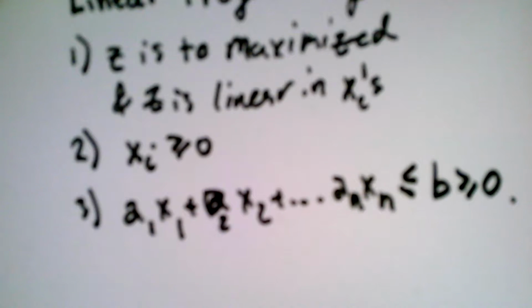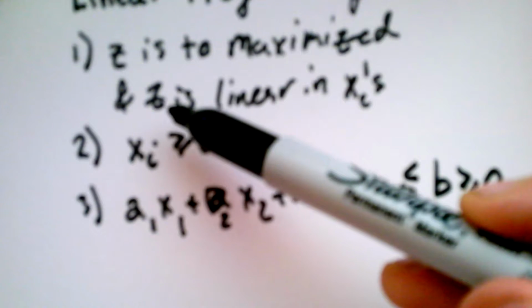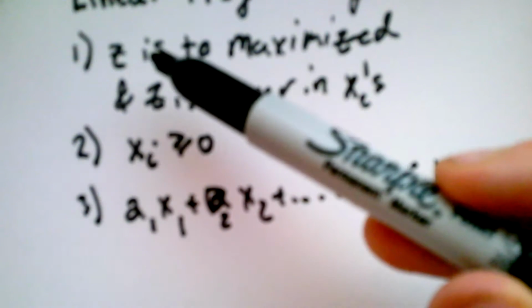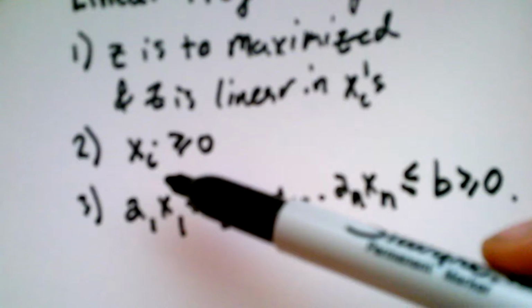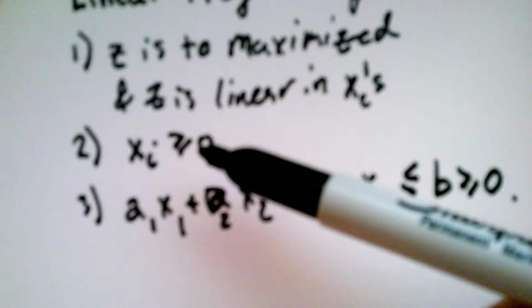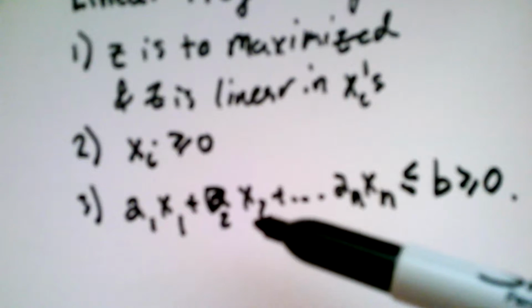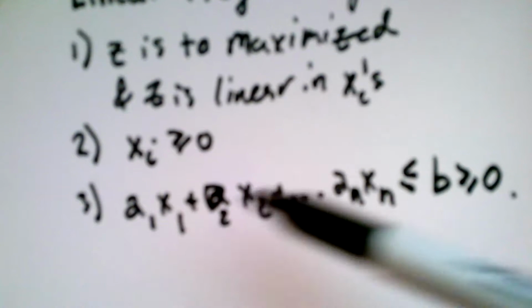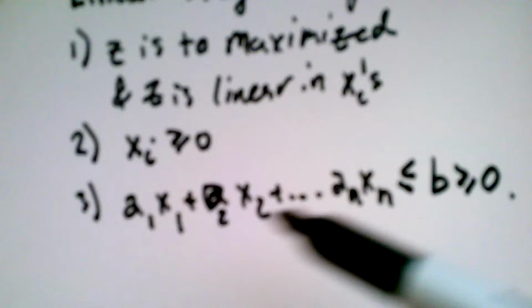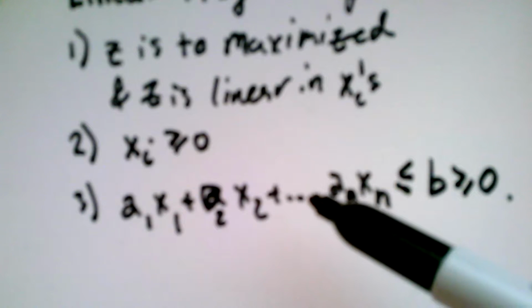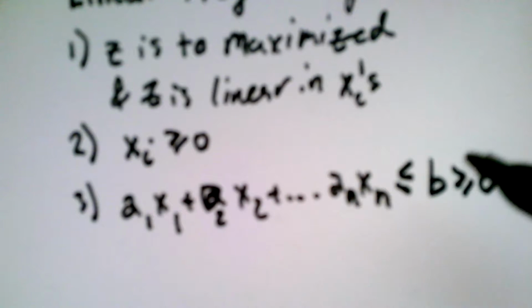So these are our requirements. We need to have a linear z. We're maximizing it. All of our independent variables have to be greater than or equal to 0, and we have to be able to write all of our constraints as a linear combination of our independent variables, less than some constraint which is greater than or equal to 0. Okay, so those are our requirements.